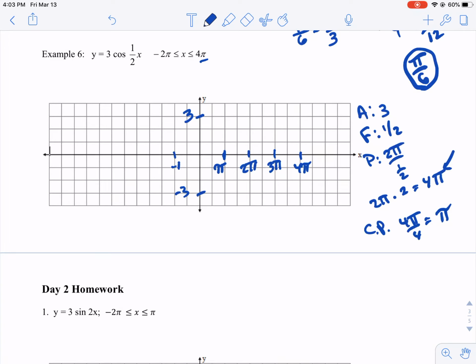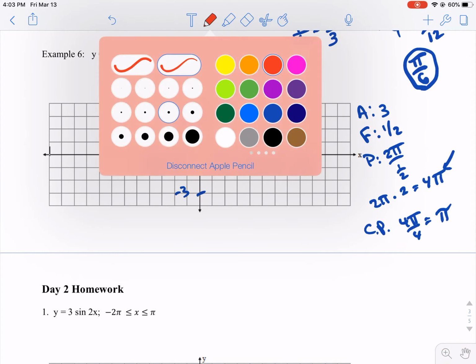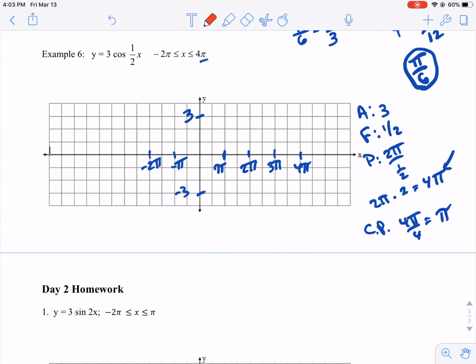Now the negative side, negative pi, negative 2 pi. All right, cosine graphs start in the air. So there's 3, 0, -3, 0, 3. Kind of a cursive-y type V. There's your full cosine curve. Now, do the other piece on the negative side. And there's the full graph.